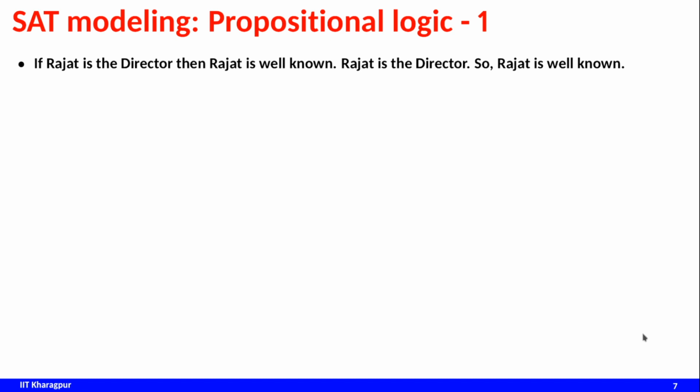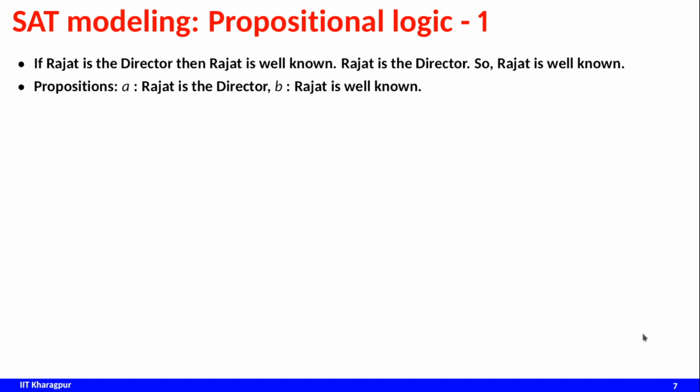Now let us come to a problem where we can model the problem in SAT. This is an example from propositional logic, which has been taken earlier also. It says that if Rajat is the director, then Rajat is well known. Rajat is the director, so Rajat is well known. If we analyze, we know that this is a true statement. So this is fine. Now let us see how we can model this as a SAT problem.